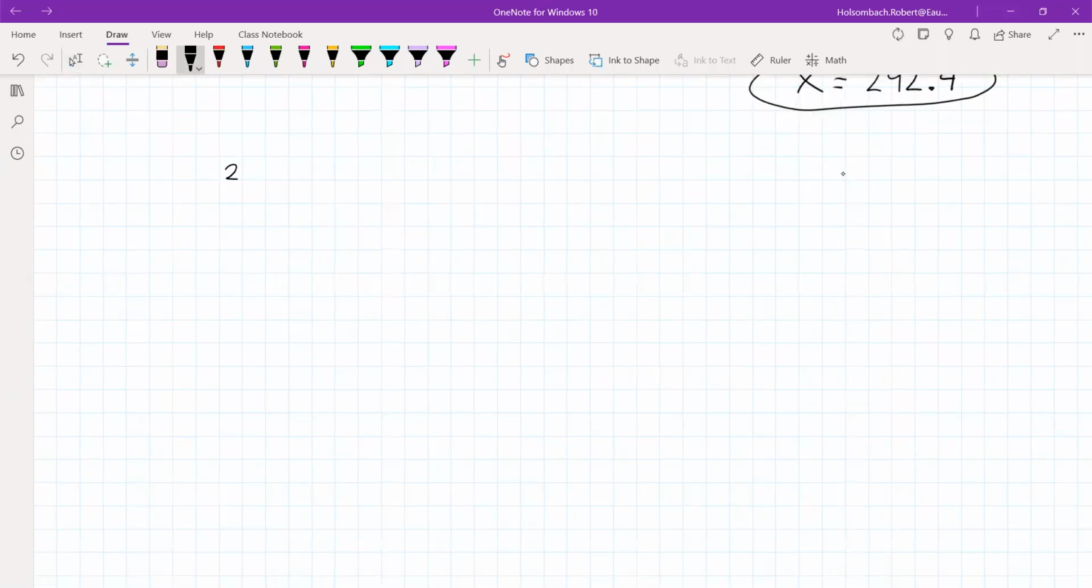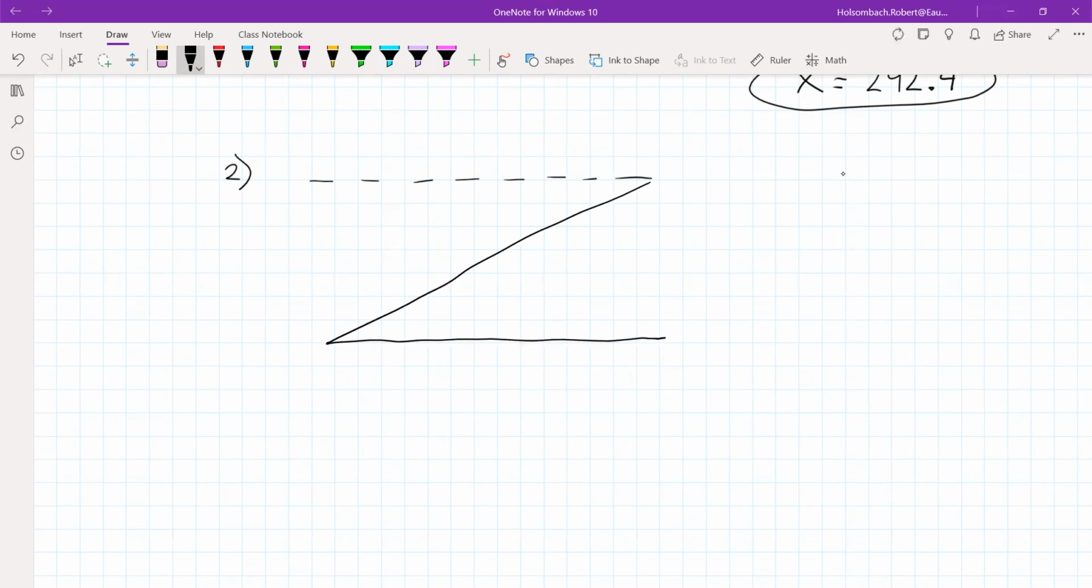Problem number 2 is another angle of depression problem. Our angle of depression is 30 degrees, which makes its partnered alternate interior angle also 30 degrees. The bottom of this triangle is 7, and the side opposite the 30 is what we're looking for. So in relation to this 30-degree angle, we need the opposite side, and we know the adjacent side. So opposite and adjacent is tangent.